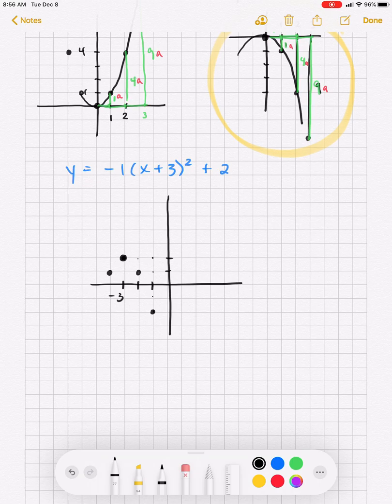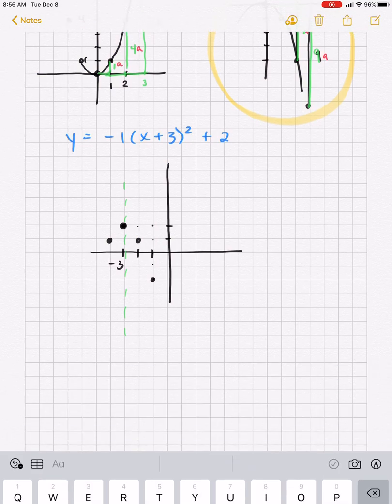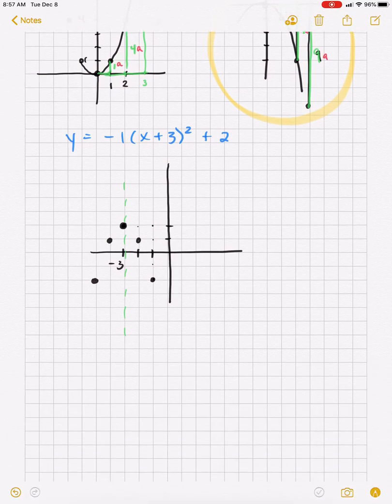Okay, and then what's nice about parabolas is because of that axis of symmetry, all we need to do is flip this point, reflect it across, and there you go. You've got a parabola that was pretty easy to graph using 5 points.